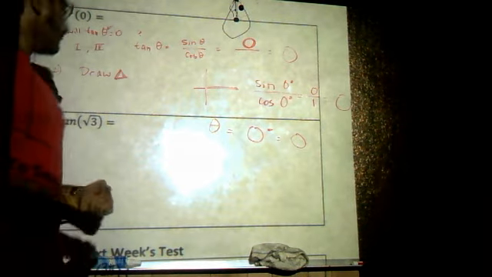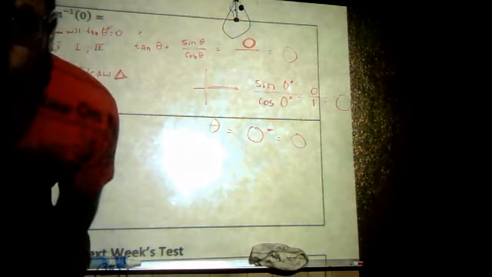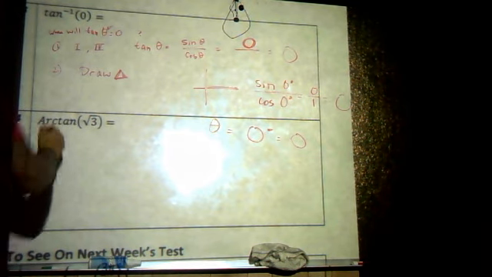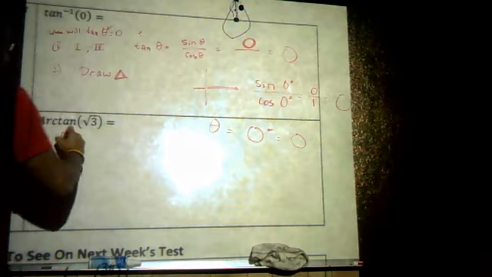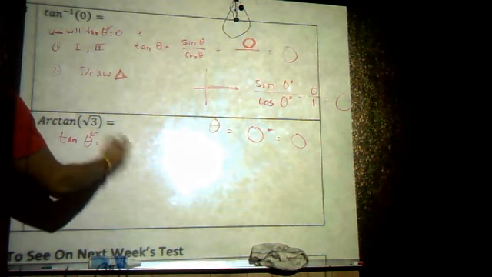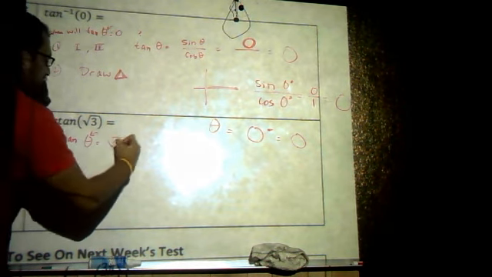Good? So the last problem for this first section, and then you will be on your own to do the rest. The last problem: arctangent of the square root of 3. I'm asking myself, what angle theta makes the tangent of that angle equal to the square root of 3?